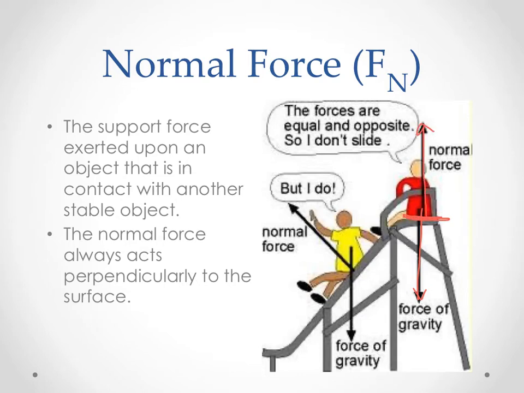However, as they start to slide down the surface, the force of gravity always pulls straight down towards the center of the Earth, but the normal force is perpendicular to the surface. In this case, we would have to think about the components of the normal force, and the person is going to be able to accelerate down the slide, but we'll talk more about that later. So for now, just remember that the normal force is the support force exerted by a stable object, so anytime an object is resting on a stable surface, and it always acts perpendicular to the surface.